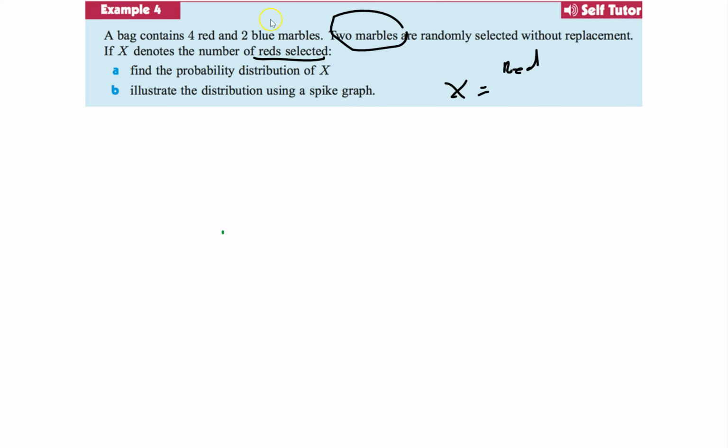Let's make a tree diagram first. So here's me selecting marbles out of the bag, and they're red and blue. Anyway, we could select red, or we could select blue. 4 red, 2 blue, so a total of 6. So 4 out of 6 here, 2 out of 6 here.